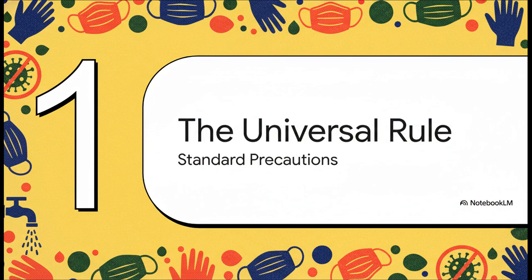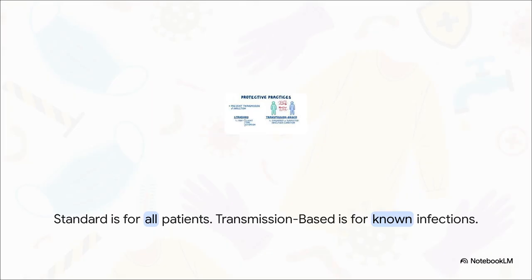Okay, so let's dive into the absolute foundation of all infection control. This isn't some special rule for a rare situation. This is the universal, every patient, every single time rule. We call it standard precautions. You know, infection control is really built on two core ideas. The first is standard precautions. Think of this as your default setting. It's what you do for every single patient in every situation, no exceptions.